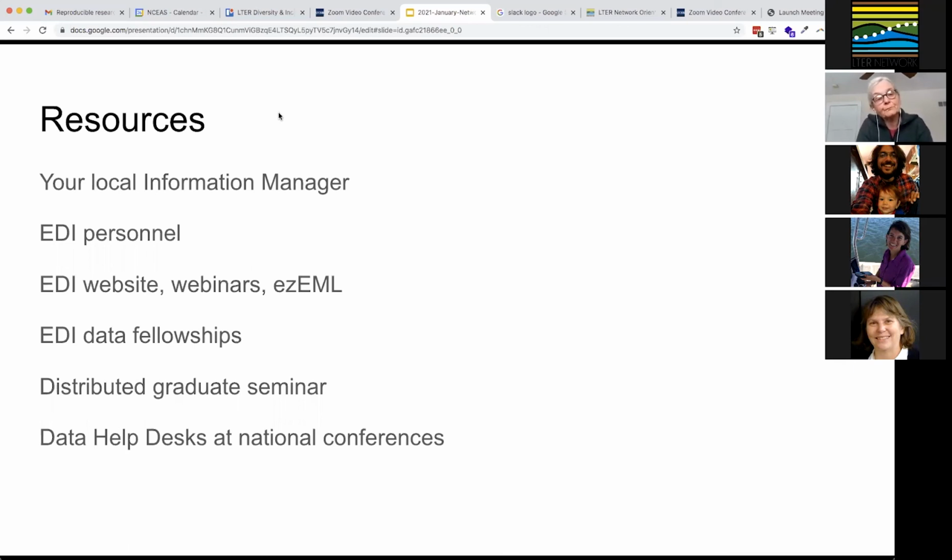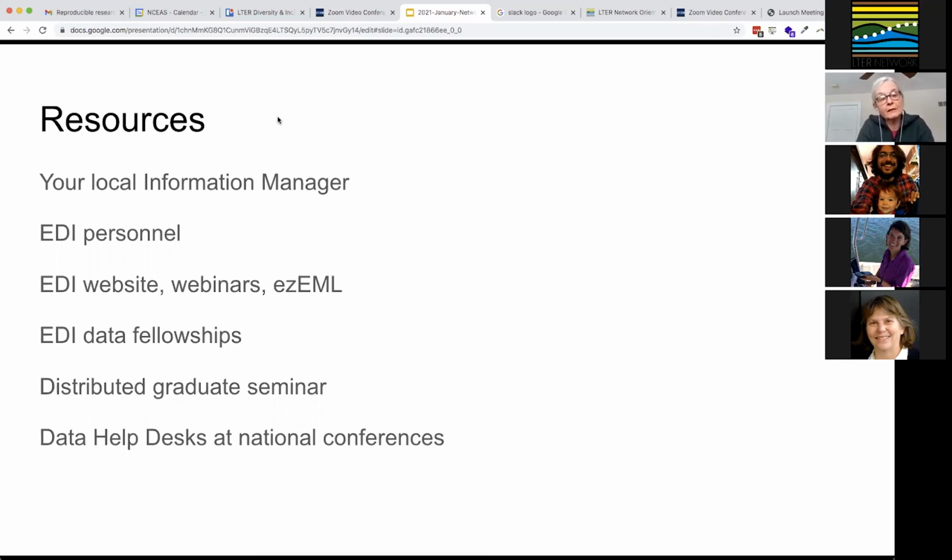EDI has a website with a number of resources on there. We run webinars, and we have a very simple EML metadata editor. So for all those people who want to do it themselves, there is a lot of help out there.